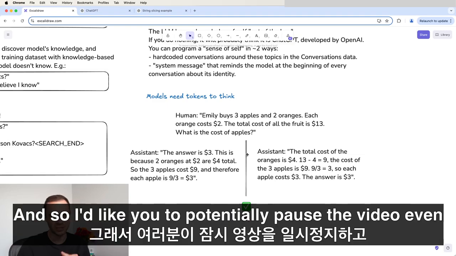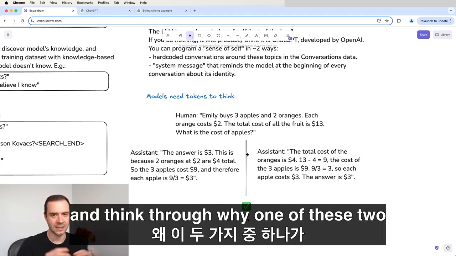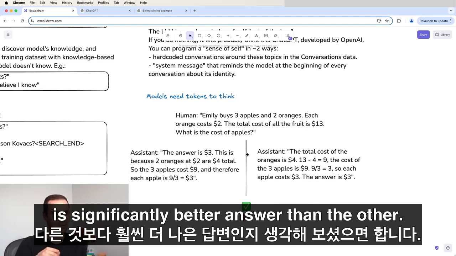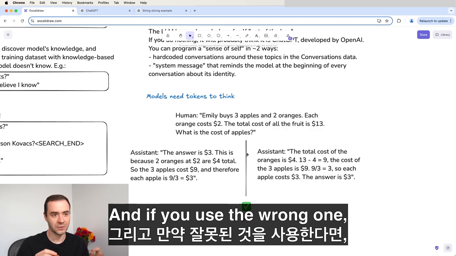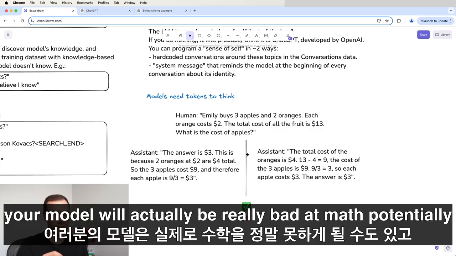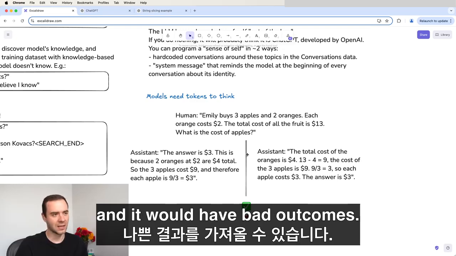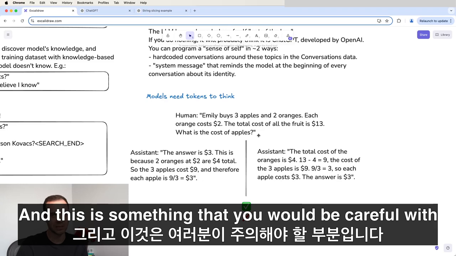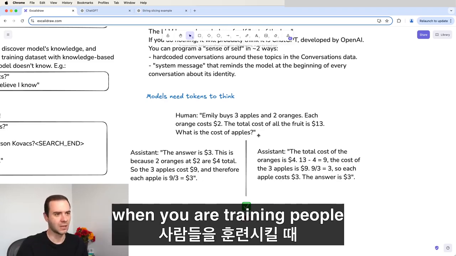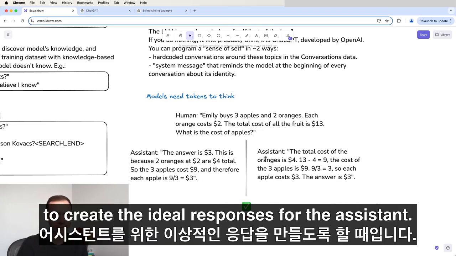And so I'd like you to potentially pause the video even and think through why one of these 2 is a significantly better answer than the other. If you use the wrong one, your model will actually be really bad at math potentially, and it would have bad outcomes. This is something you would be careful with in your labeling documentations when you are training people to create the ideal responses for the assistant.